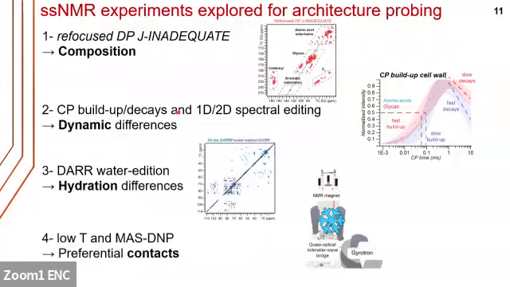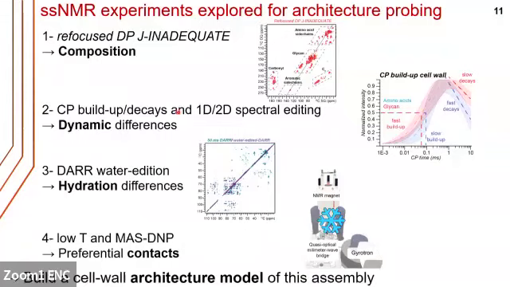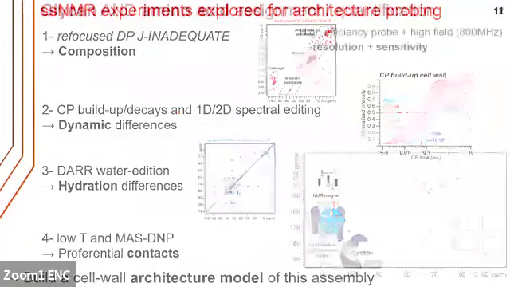And finally, we'll also use MAS-DNP to allow access to the contacts between amino acids and glycans that are not detectable or not easy to detect at room temperature. This will lead, at the end of this presentation, to a proposed architecture model of this cell wall assembly.